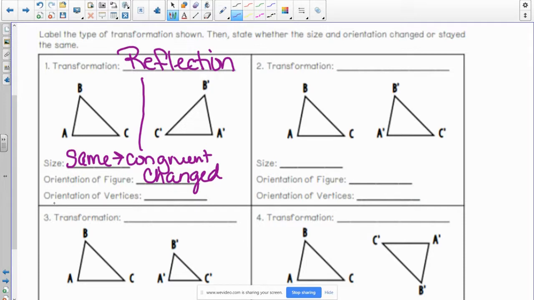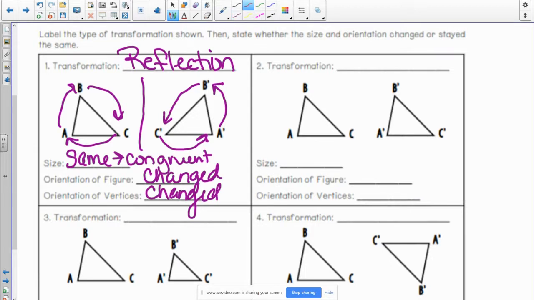And then it asks, how about the orientation of the vertices, or the position of the vertices? Well, I just draw arrows to help me out. A to B, B to C, C back to A, that's clockwise. Then if I go A prime to B prime, B prime to C prime, and C prime back to A prime, you'll notice we're going counterclockwise. So the position of the vertices has changed.